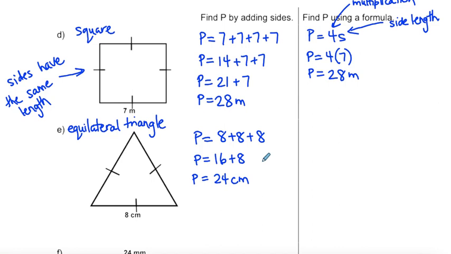Now, if I wanted to use a formula for an equilateral triangle, it'll be 3 times s, because I have 3 sides that are exactly the same. And this formula only works for equilateral triangles. It won't work for triangles where the sides are different. So the perimeter is 3 times 8, which is 24, and my unit is centimeters.